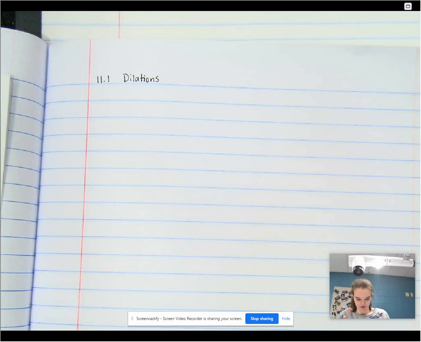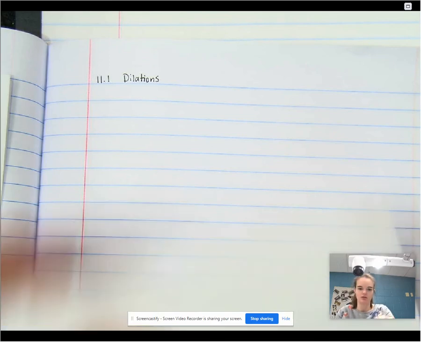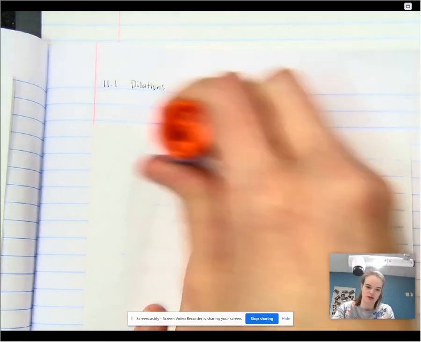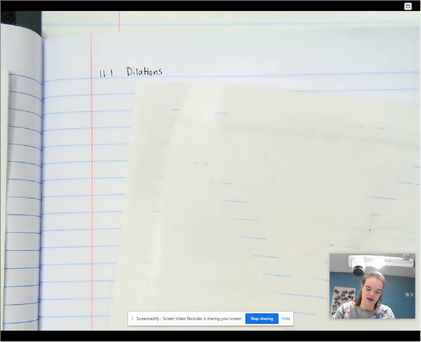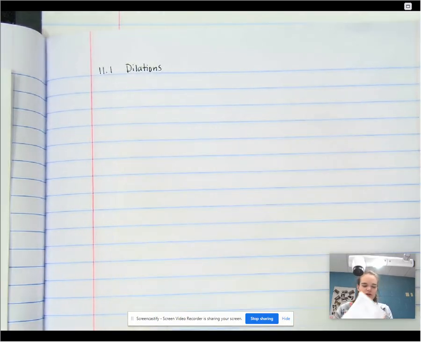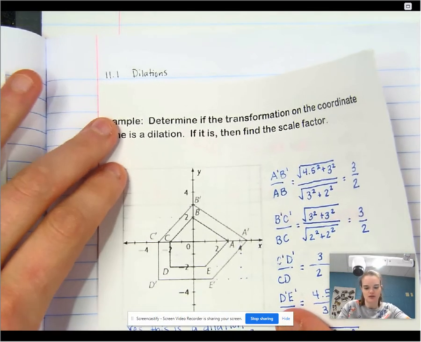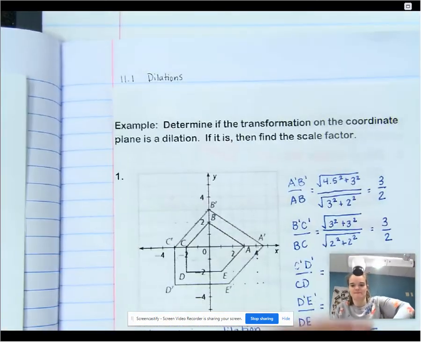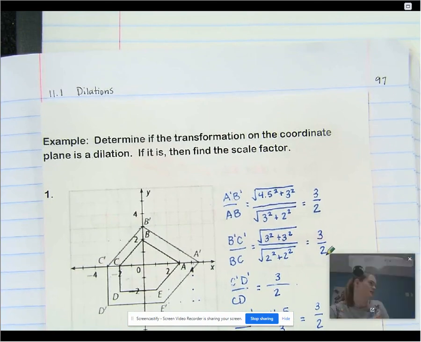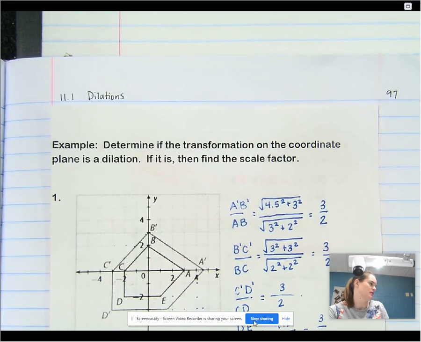All right, now that we have finished that one, go ahead and take it and glue it to 97 in your notebook, and then after you've glued that in, if you haven't labeled it, I sure hope you have by now, label it 11.1 dilations, but if you haven't, do that now, and then start on the assignment that you have been given for this lesson.